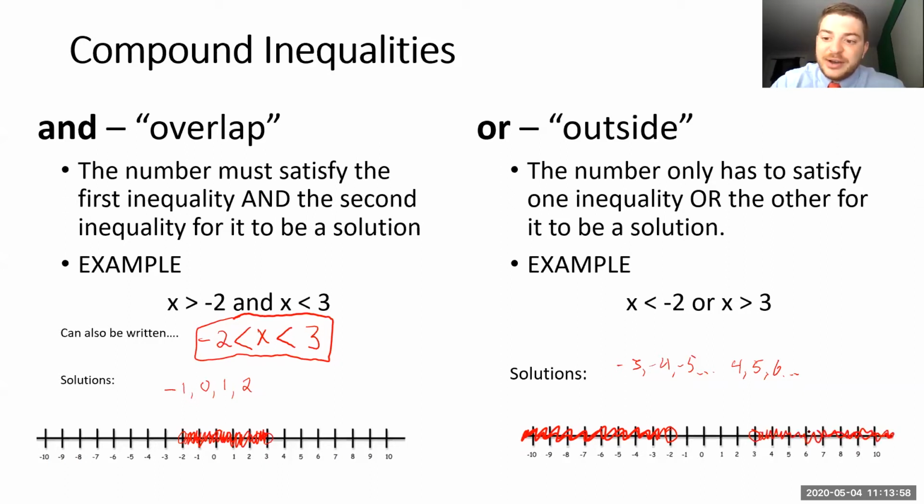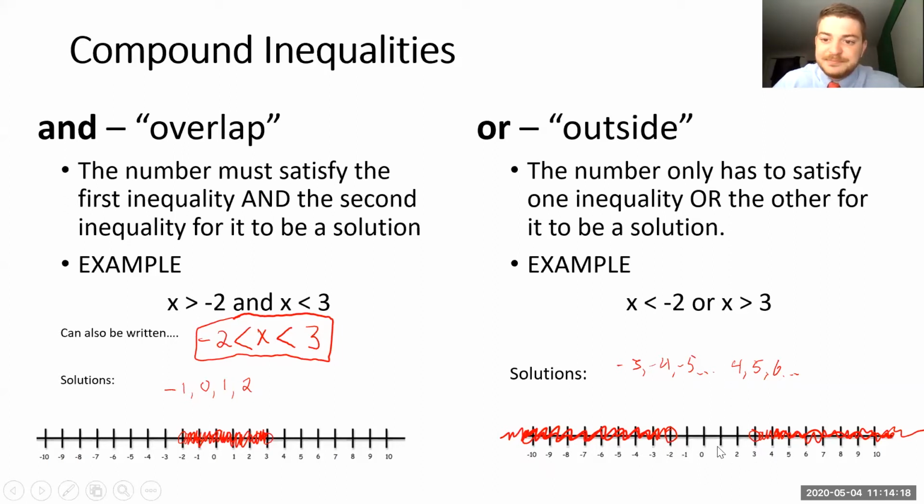And so now we're saying, okay, remember, solutions are the shaded parts of your number line. So all of these numbers up here, and this goes on forever and ever and ever. And all of these numbers down here, and this goes in the negative direction forever and ever and ever. All of those are solutions. So the only ones that are not solutions are -2 through +3.